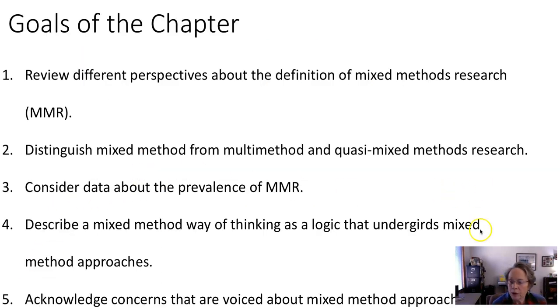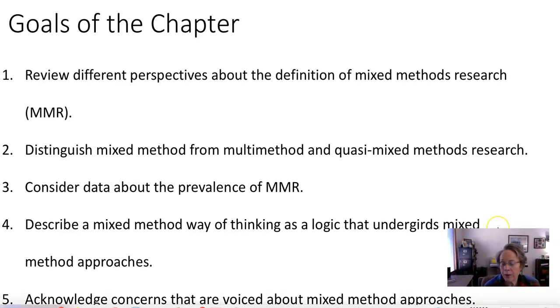So what I hope to do in this first chapter is fundamentally give you an idea of the definition of mixed methods research and to distinguish it from multi-methods research. I want to touch briefly on data about the prevalence of mixed methods in publications in top-tier journals. And I also want to acknowledge some of the objections that are raised about mixed methods research by some scholars.